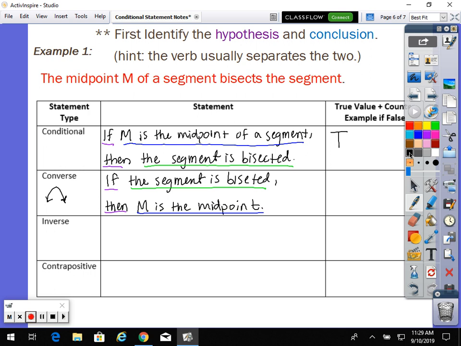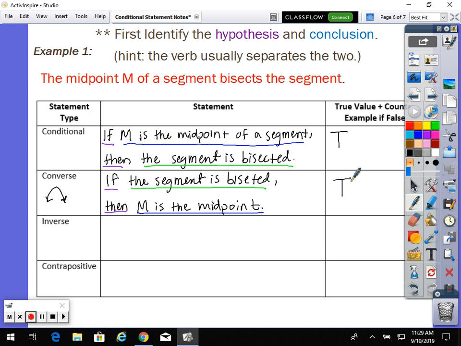If the segment is being bisected, then where it's being bisected, M is the midpoint. Well, that's true, because if it's being bisected, it's cut in 2 equal pieces, and if that point M is there, then that's the exact middle, that's the midpoint. So that is true. So now this example looks a little different. The conditional is true, and the converse is true. So this is going to be a special example.